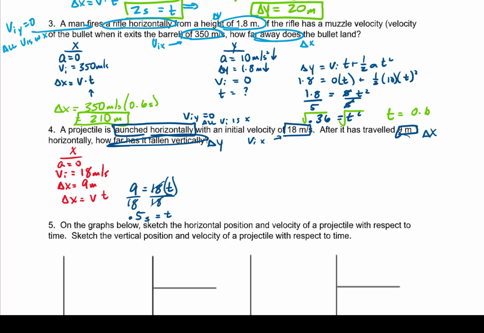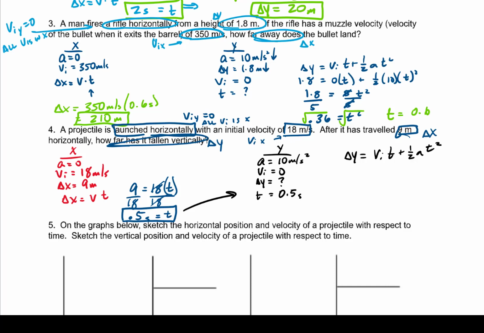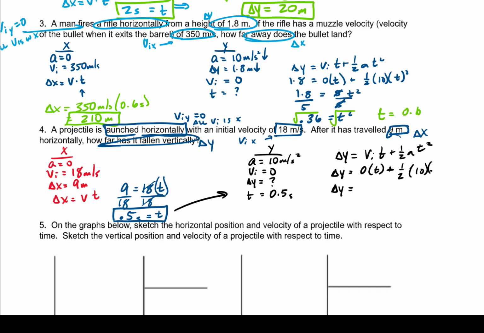So now that we have the time, we can go to the y direction and look at what's going on. In the y direction, the acceleration is always 10 meters per second squared down. The initial velocity in the y direction is 0 because it's a horizontal projectile. And the delta y we don't know. But the time is 0.5 seconds from the x direction. So we got delta y is equal to v initial times time plus 1/2 at squared. We got delta y is equal to 0 times time plus 1/2 times 10 times 0.5 squared. So that delta y is 0 plus 1/2 times 10 times 0.25. All we're squaring is that 0.5. And delta y comes out to be 1.25 meters.